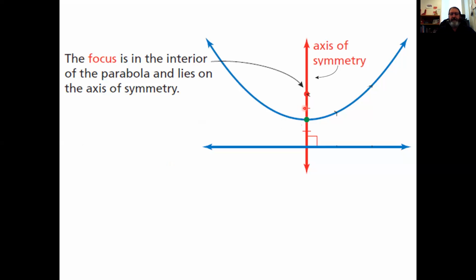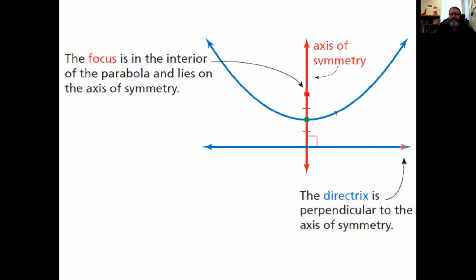So we have the focus here, and then we have this line here in blue, which is called the directrix. One of the key characteristics of the directrix is that it will always be perpendicular to the axis of symmetry. And of course, you remember from geometry that perpendicular means that two lines form a 90-degree angle. So the axis of symmetry and the directrix are perpendicular, and you see the right angle symbol right there to indicate that.